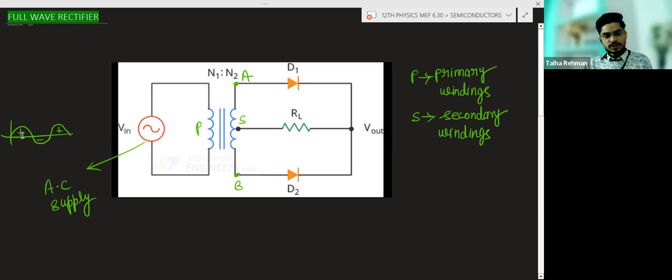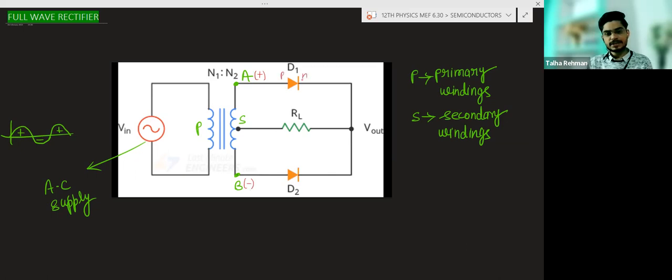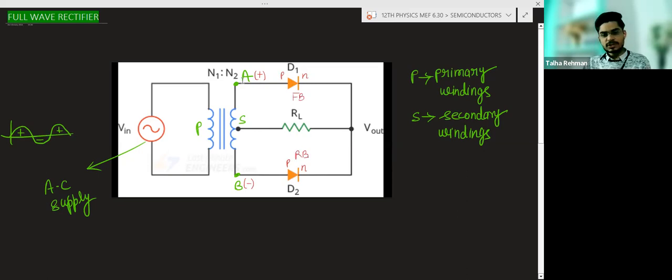During the positive half cycle, suppose A is positive and B is negative. If A is positive, positive is connected to the P side and negative is connected to the N side. So this diode will be forward biased and this diode will be reverse biased. This diode will conduct, which means current will flow through this circuit and reach the load resistance, and we will get the output during this positive half cycle.